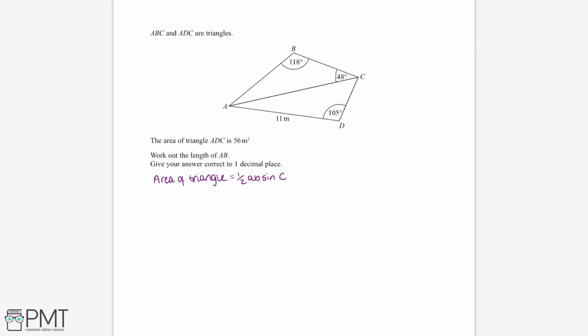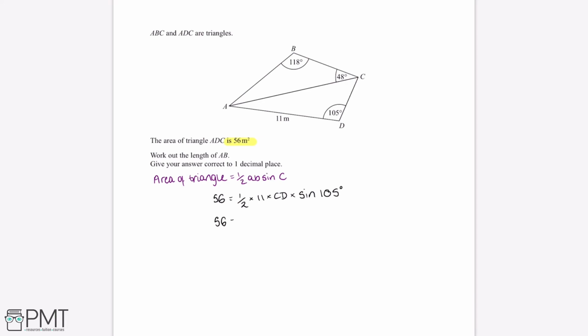So if we let length AD be equal to a, length CD to be equal to b, which would therefore make this 105 degrees angle C. And we've been told in the question that the area of triangle ADC is 56 metres squared. So this means that 56 is equal to a half multiplied by 11 multiplied by CD multiplied by sin 105.